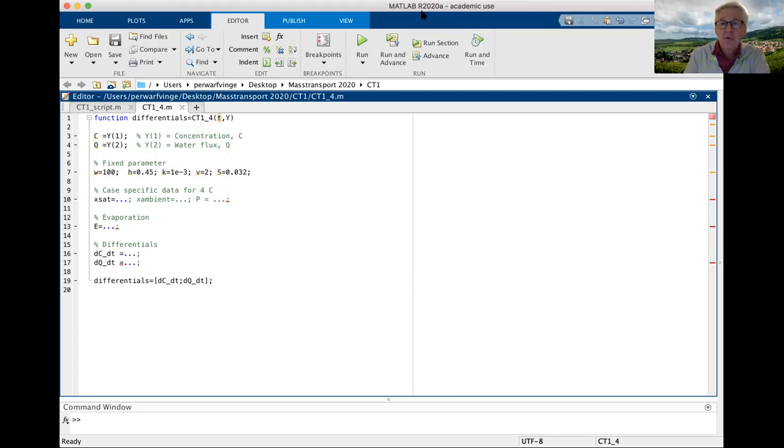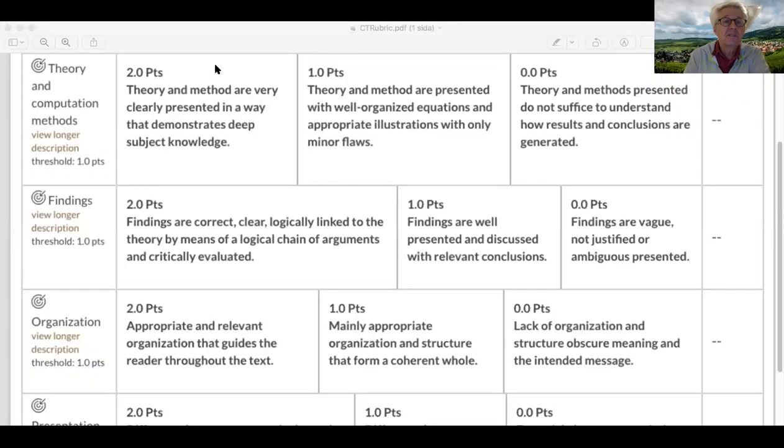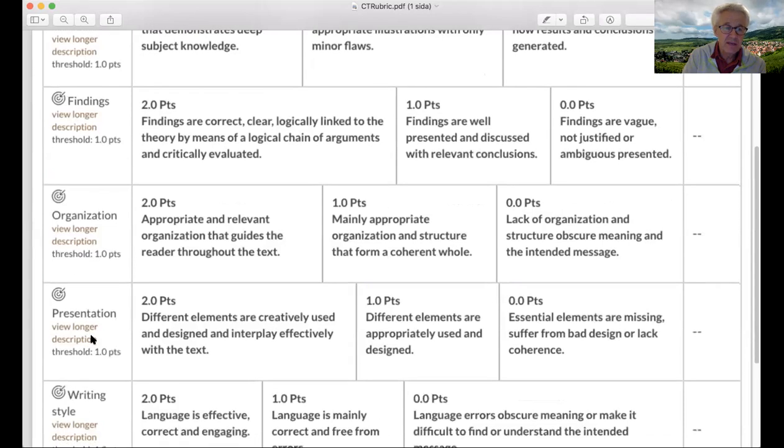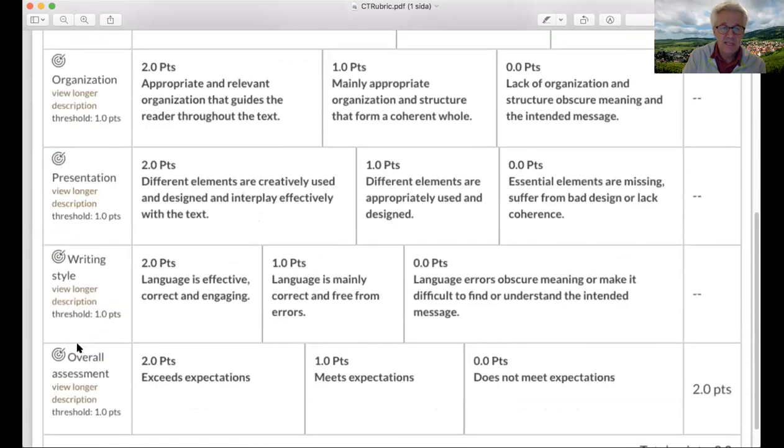So finally, I'm going to share a screen and show the rubric for the assignment. Okay, so the rubric is the criteria for quality in your work. The rubric will be shown on the assignment page. You should have a structure with some theory and computation methods, your findings, and the organization and presentation of data and the writing style, and there will be an overall assessment.